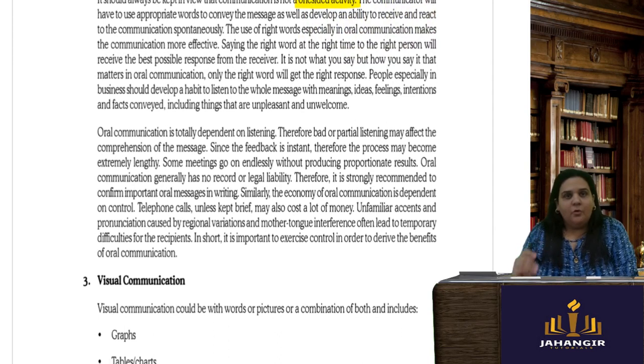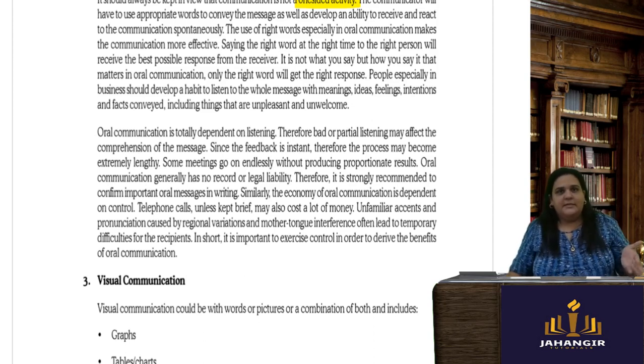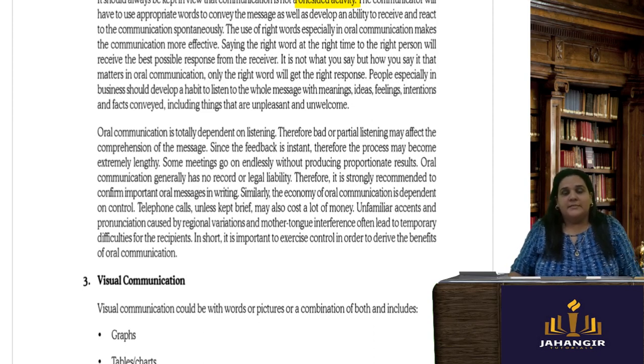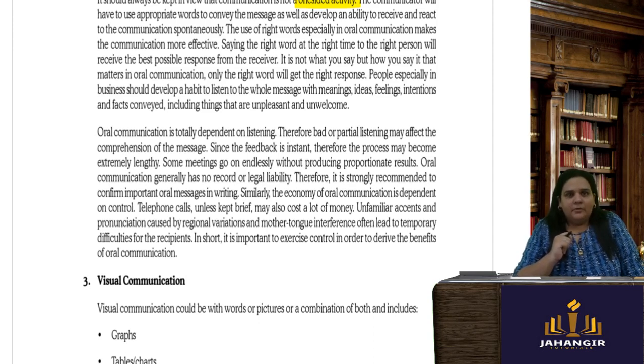Okay, and also it depends upon your ability of listening. There is a difference in hearing and listening. Listening is something wherein you are able to interpret what you are hearing. So it is very important in case of oral communication. It totally depends upon listening. If the receiver is listening properly, only then they will be able to give you the feedback. Hence, once feedback is done, the process of communication gets completed.